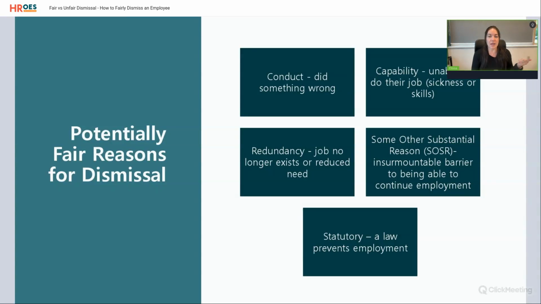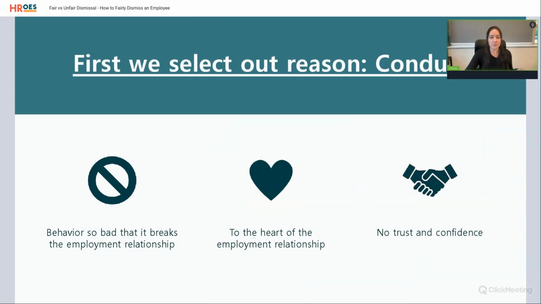So in much simpler terms, the potentially fair reasons that we can dismiss somebody are conduct, they did something wrong; capability, they're unable to do their job because of sickness or a lack of skills; redundancy, the job no longer exists or there's a reduced need; that SOSR, one of my favourites, where we've got that insurmountable barrier to being able to continue employment; and then also those statutory reasons. So today we're going to be focusing on conduct. So we've got our potentially fair reason.